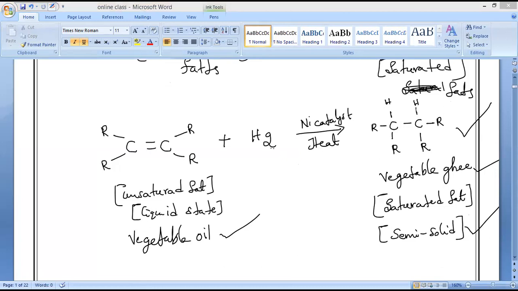Mukesh, I have written only two hydrogens. Vegetable ghee, only two hydrogens. The remaining bonds are remaining. You understand, Mukesh? Okay, sir. Yeah, because I'm processing with hydrogen gas. That is why two hydrogens are replaced. The remaining is the same.